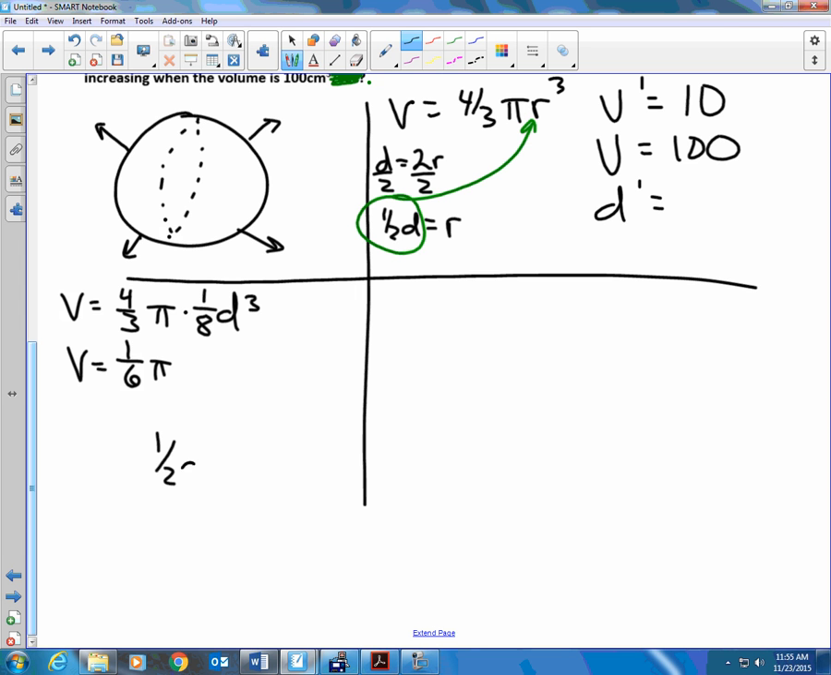So if I take 1/2 d and I cube it, I have to cube 1/2 and I have to cube d. So we got 1/6 pi d to the third. That is our formula for volume.